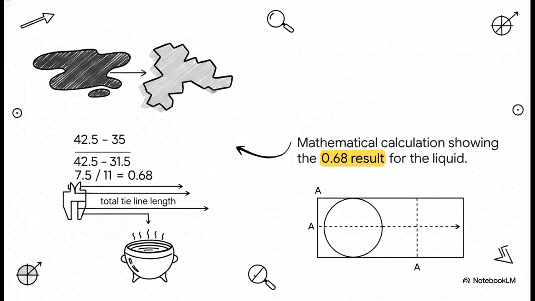The math itself is literally just basic subtraction. To get the liquid fraction, we take the solid phase composition of 42.5 and subtract our overall composition of 35. That's the top of our fraction. Then we divide it by the total tie line length, which is 42.5 minus the liquid composition of 31.5. So 7.5 divided by 11 gives us roughly 0.68. By simply subtracting the weight percentages, a highly complex physical transformation of molten metal becomes a clean, simple equation.